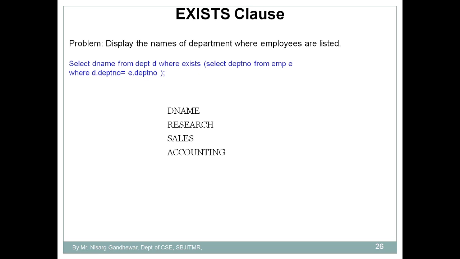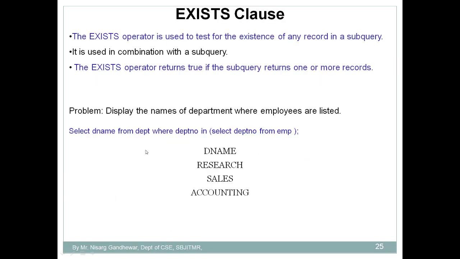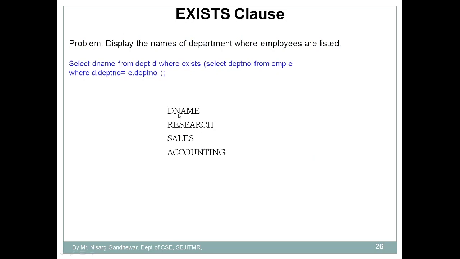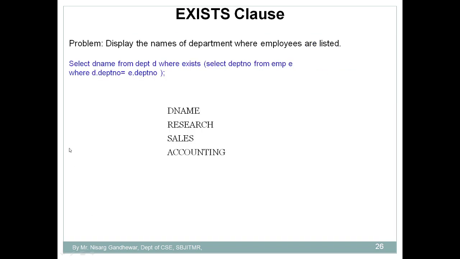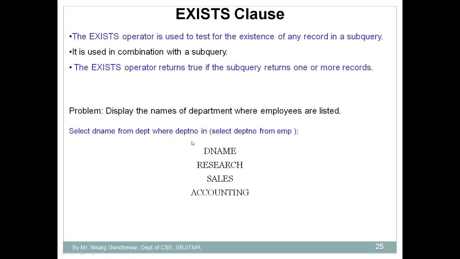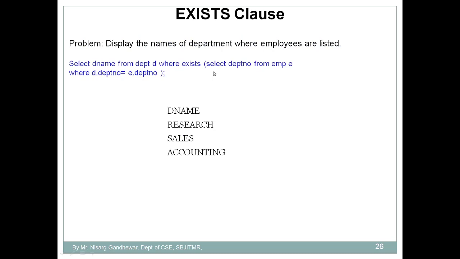The previous query that we have seen and this query will give the same output. Now which query should we use? One thing I want to tell you is that this query is more efficient compared to the other query. Now what is the reason this query is more efficient?